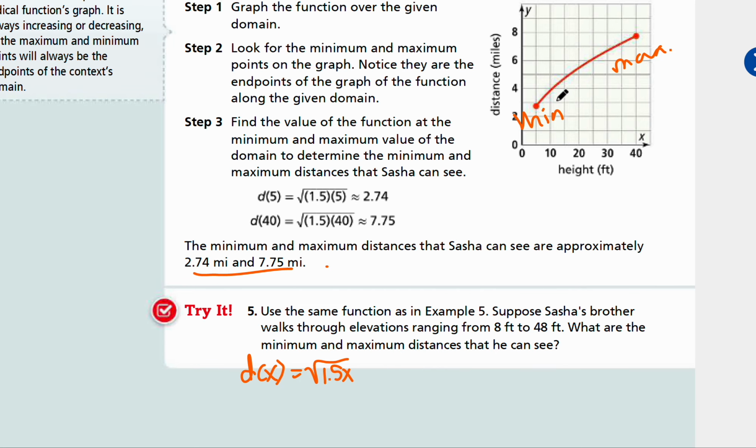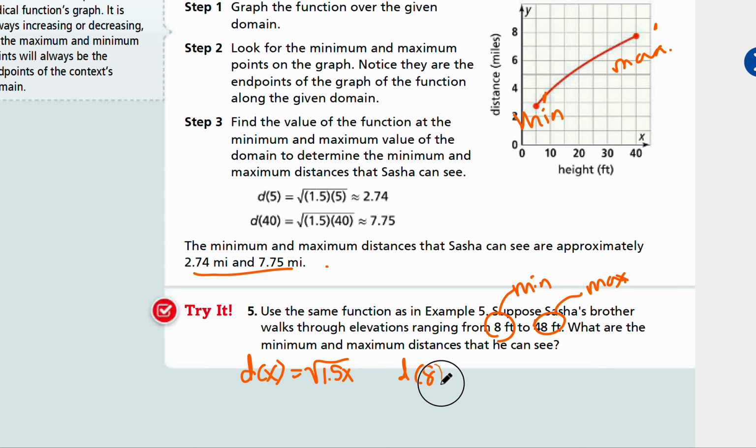So using the same graph, 8 feet is about here, right? And then 48 feet would be here. And the graph is still going to increase, right, throughout your interval. So you know the minimum value would be at x equals 8. And then maximum value would be at x equals 48. So you just have to calculate them.